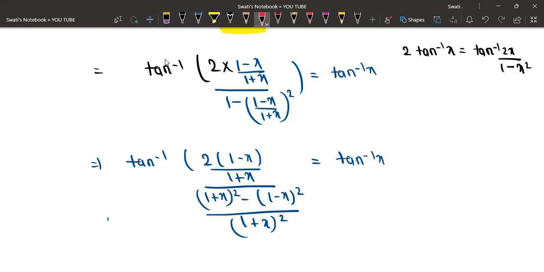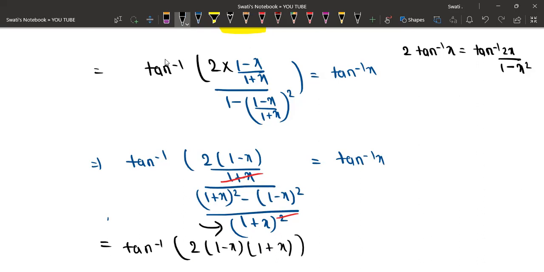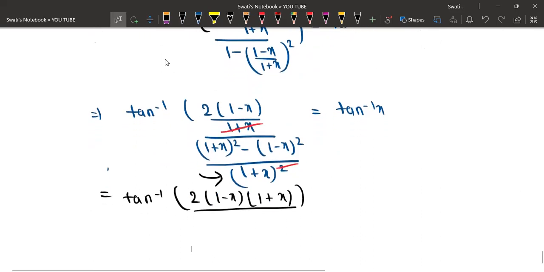Now clearly here this 1 plus x with the square will get cancelled, right? So I can write down this as tan inverse 2 times 1 minus x, and this term will go in the numerator if you simplify this. So it will become 1 plus x. And in the denominator, we simply have 1 plus x whole square minus 1 minus x whole square.